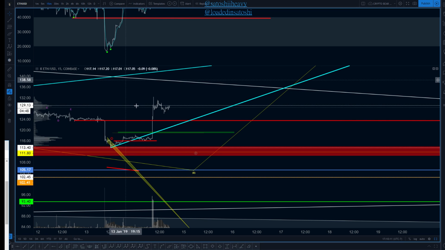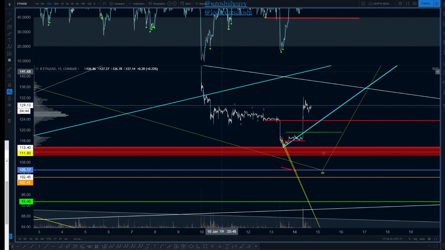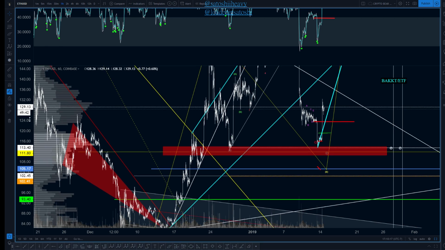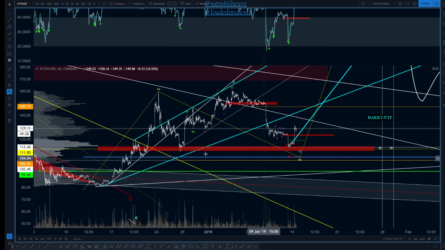Anyways, so looking at Ethereum, it's essentially going to be following the same basic plan. Look how deadly, deadly, deadly precision. Jeez.